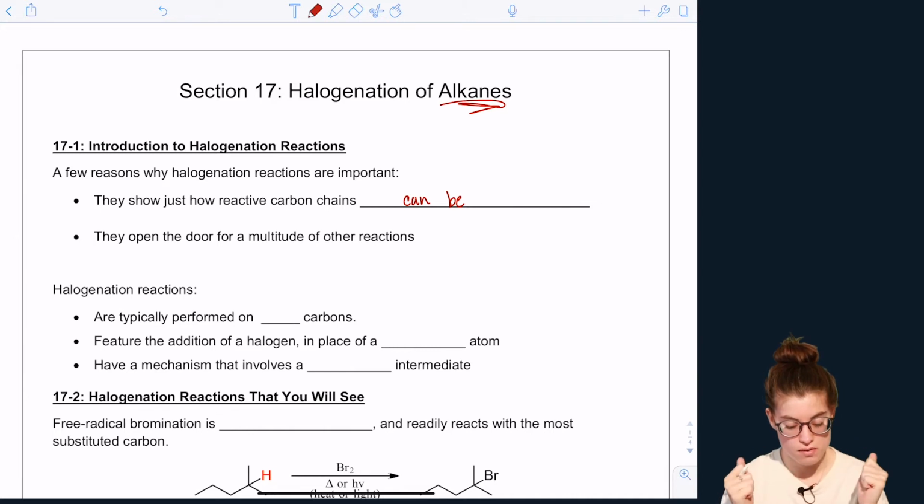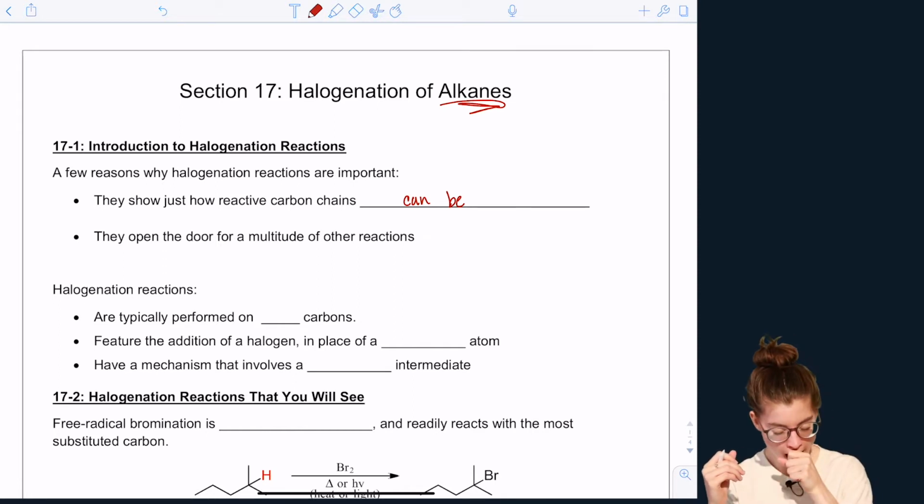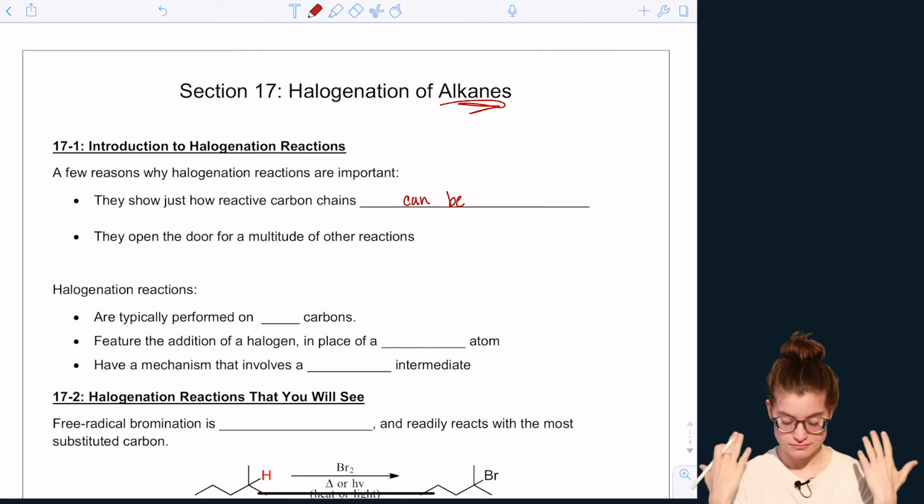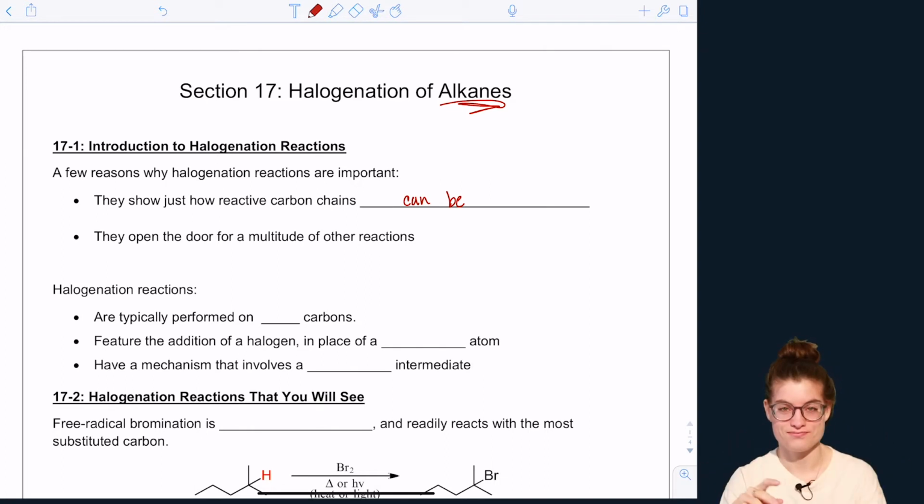These reactions are so important because they open the door for a multitude of other reactions. Oh, excuse me. I know, I'm yawning.